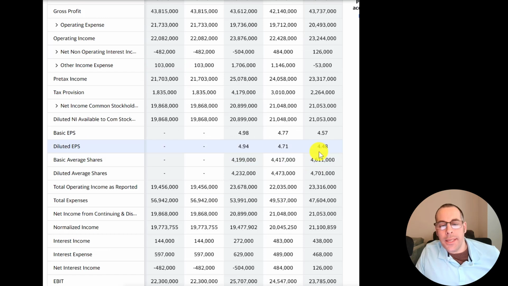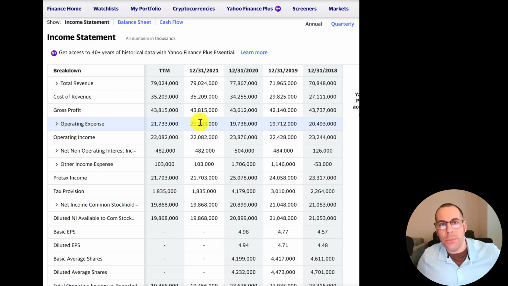In 2018, there were 4.6 billion shares outstanding, then 4.4 billion, and in 2020 it was 4.2 billion. The diluted shares was a little over 4.2 billion. Intel reports their operating income on their income statement as $19.5 billion. Yahoo Finance is $22 billion.